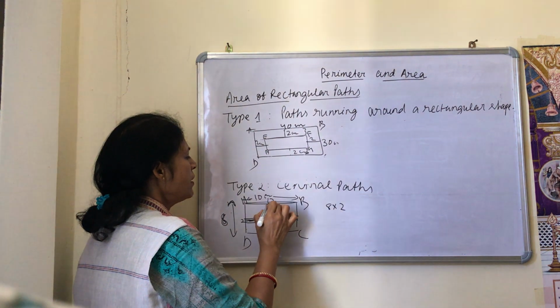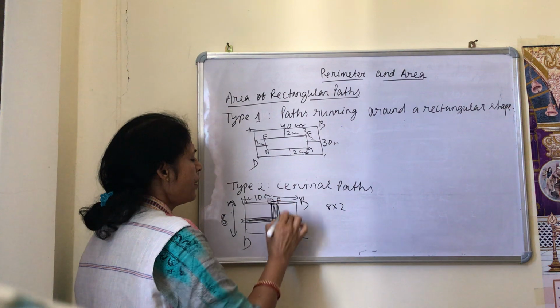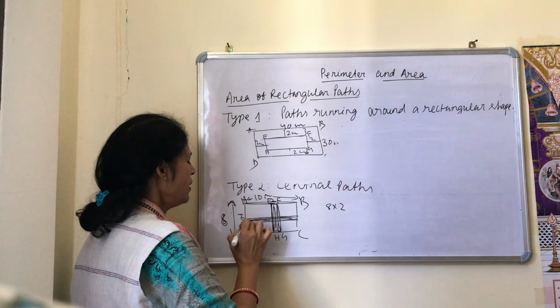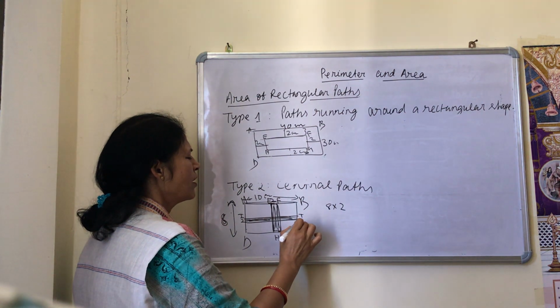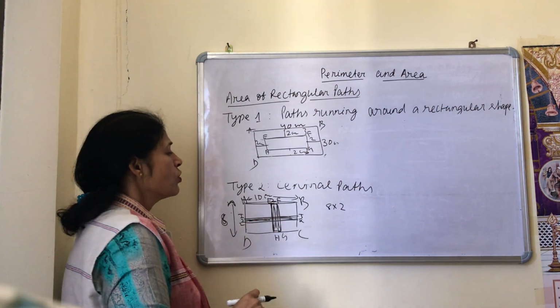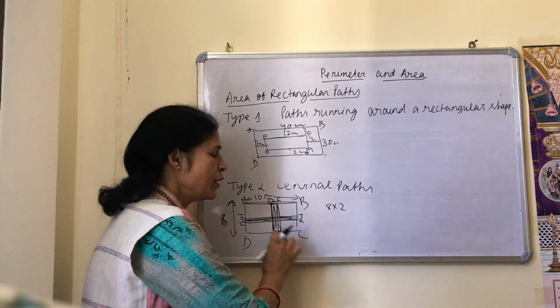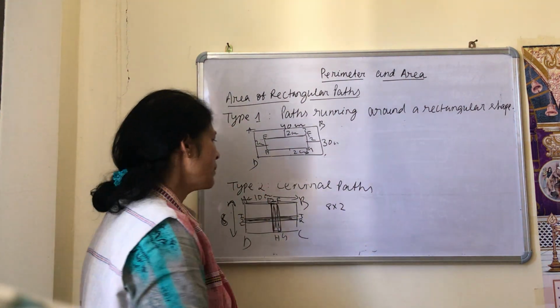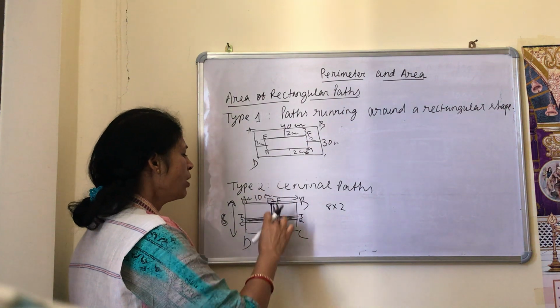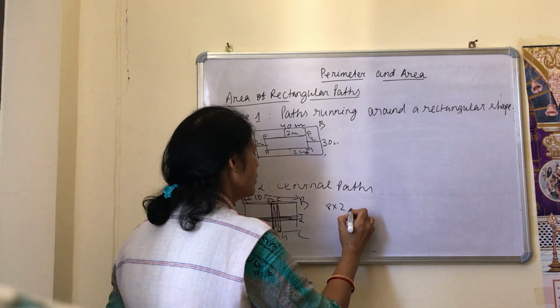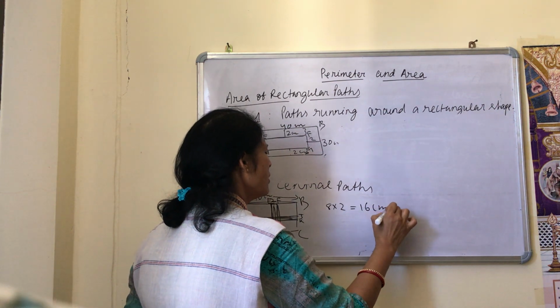So ABCD, you just give the name EFGH, IJKL. So first you find out the area of the path EFGH. EFGH means the length of EH is 8 centimeter, this is 2. So it is 16 centimeter square.